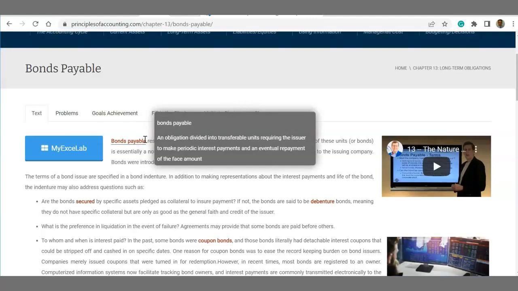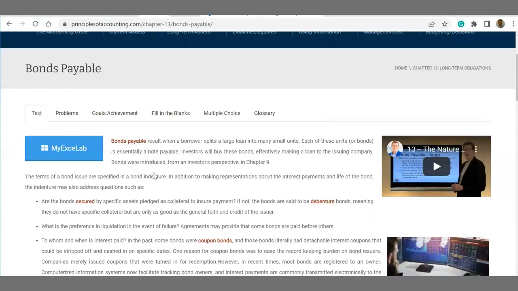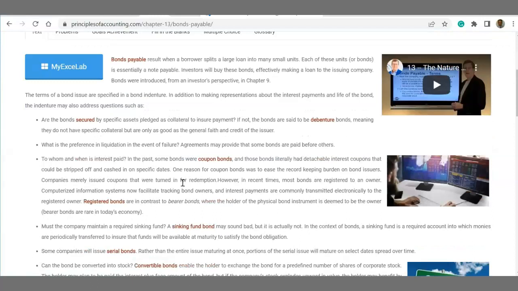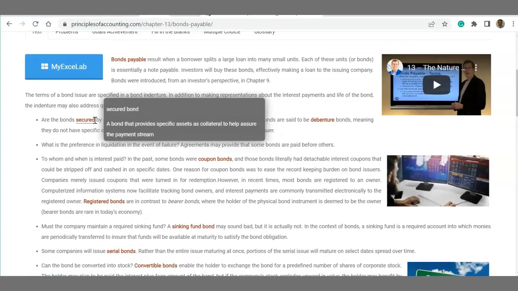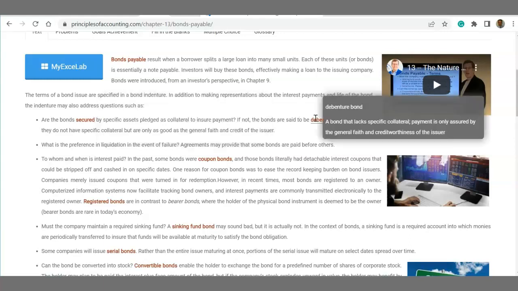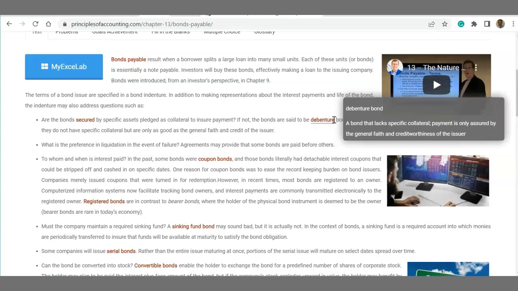We have corporate bonds, we have government bonds, and we have several types of bonds here that you need to read anyway, but there's the secured bond. It's a bond that is secured with a specific asset as collateral. However, we have also debenture bonds. Debenture bonds means bonds that don't have collateral. It's just based on faith. And most bonds nowadays are based on faith, which means debenture bonds.